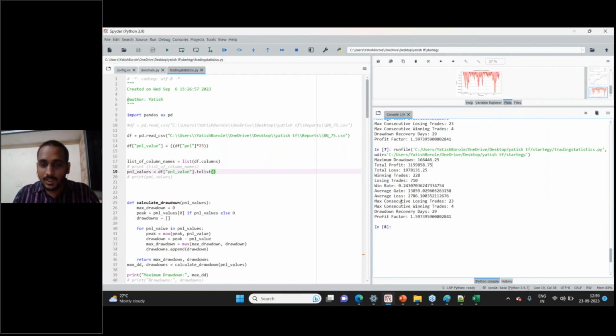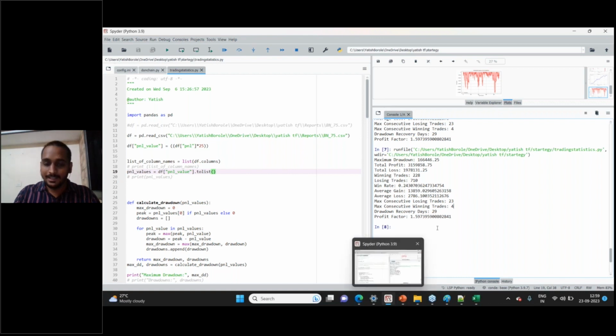Then we have consecutive losing trades as 23. While following a trend following system over the longer run, you will get 23 losing streaks, which will definitely affect someone's trading psychology. And the maximum consecutive winning trades will be 4. The drawdown recovery days will also be 29 days, which is very painful, actually.